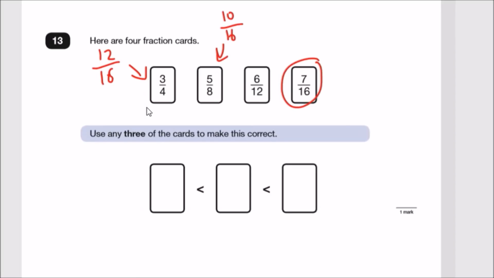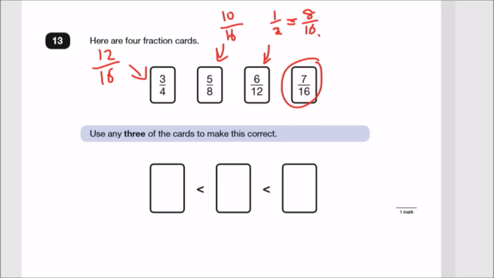Now this leaves us with 6 over 12. Sadly, we can't multiply it to get to 16, but what we could do is reduce it, because we can see that 6 over 12 can be simplified to 1 over 2. Why? Because 6 is exactly half of 12. We can divide them both by 6, you get 1 and 2. Now we can raise 1 over 2 to over 16, because we know that 2 times 8 will give us 16. So multiplying this by 8, we get exactly 8 over 16.